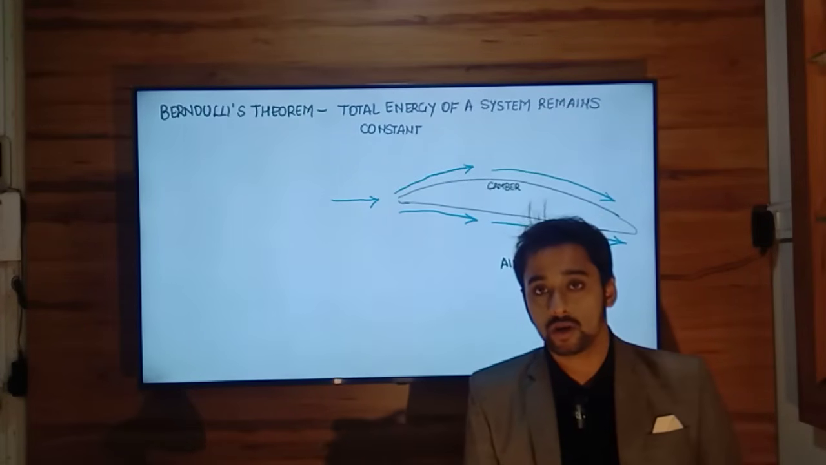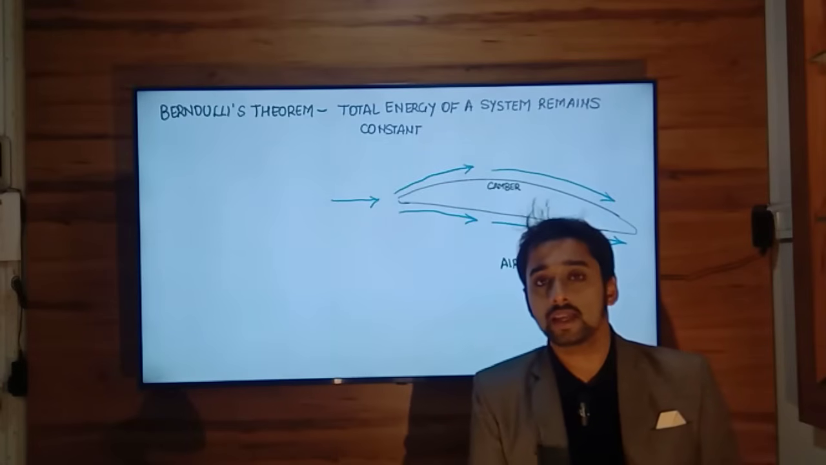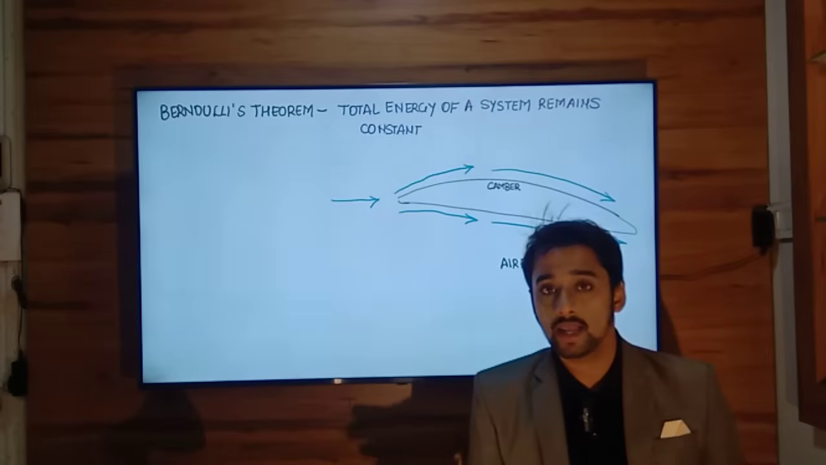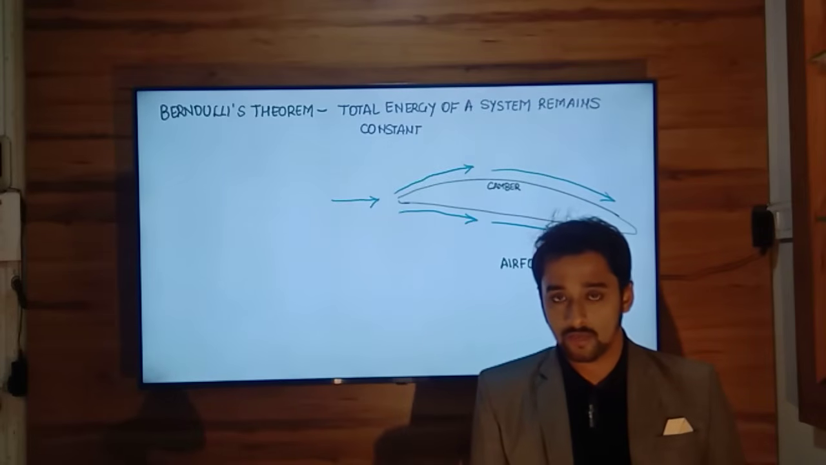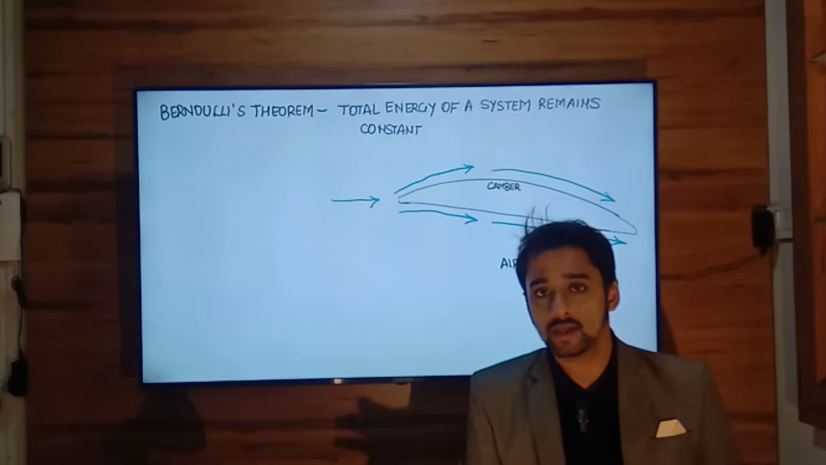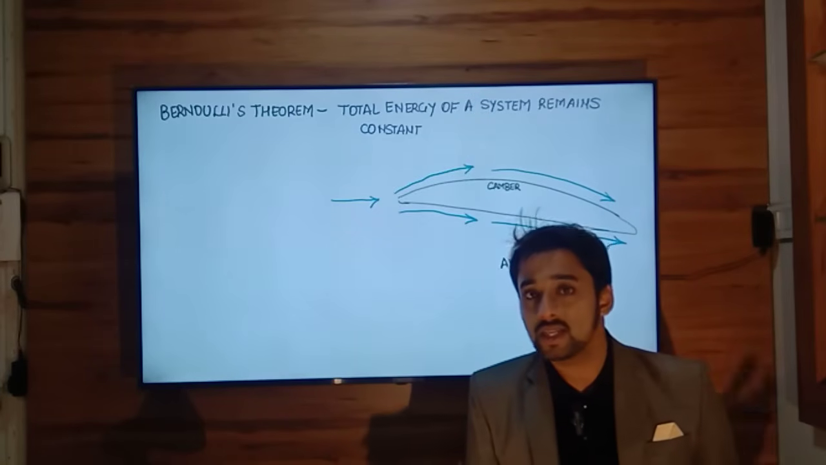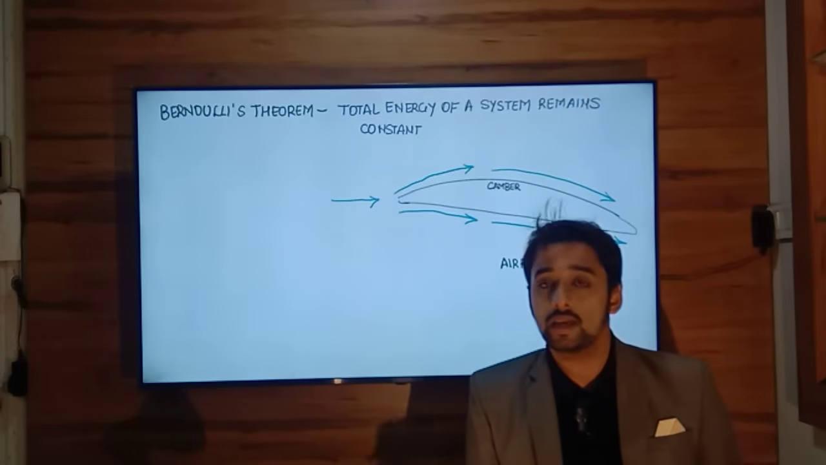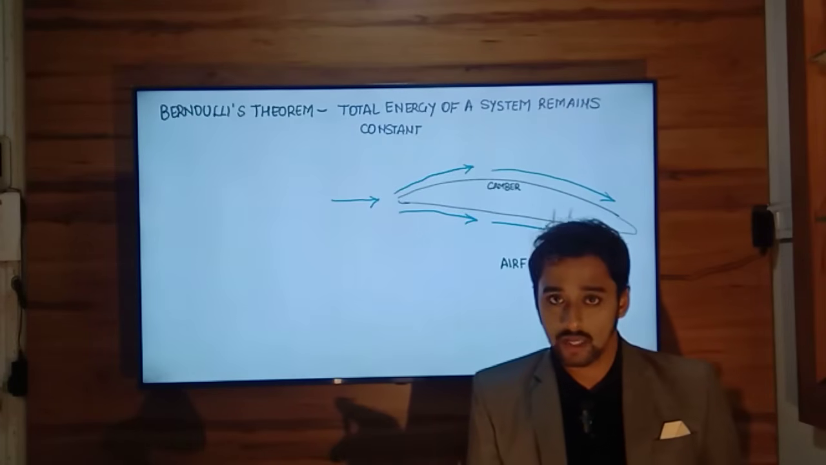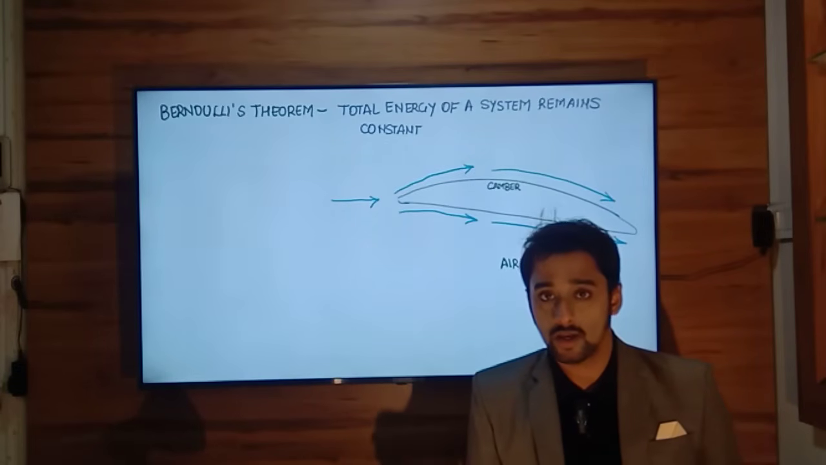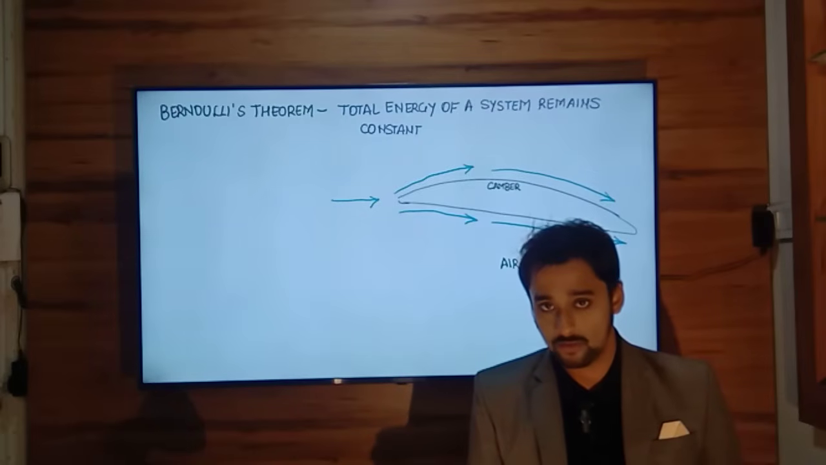That means what? If there is an increase in one element of a system, it is followed by a decrease in another element of a system. So that means there should be a compensation between two things in that system. An increase in one results in a decrease in another. A decrease in one results in an increase in another. So that is what your Bernoulli's theorem states. Now this Bernoulli's theorem is going to be used to understand lift generation of a wing.